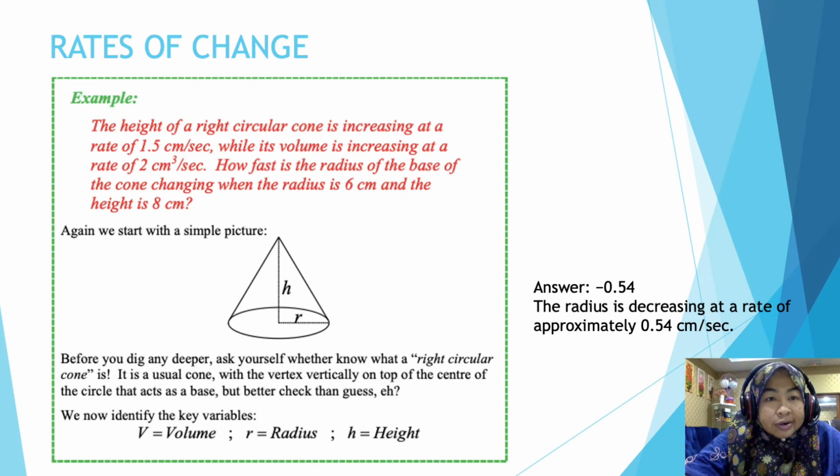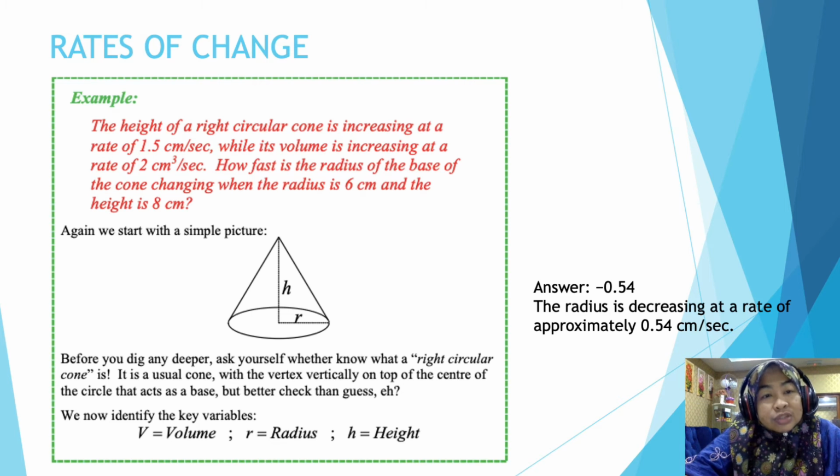Alright, so here we have three variables: volume, radius, height. So we use V, R, and H. And we got information of 1.5. 1.5 is the rate of height.